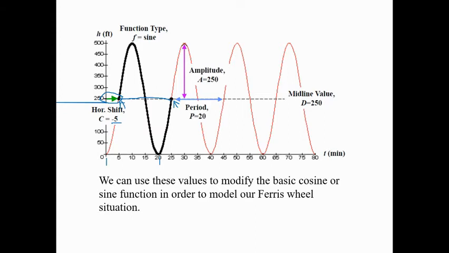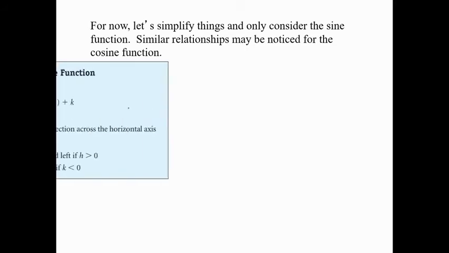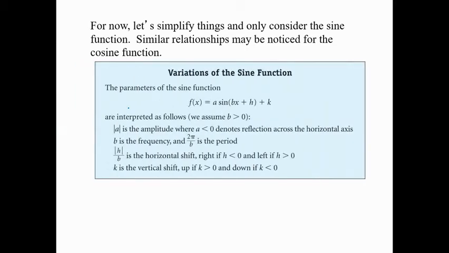Notice how it's negative, but that makes sense because the phase shift is to the right. And with it being to the right, we have a negative phase shift. Now, if it had been to the left, it would have been positive. And again, this goes back to your horizontal transformation. Okay, for now, let's simplify things and only consider the sine function. Similar relationships may be noticed in the cosine function, okay?